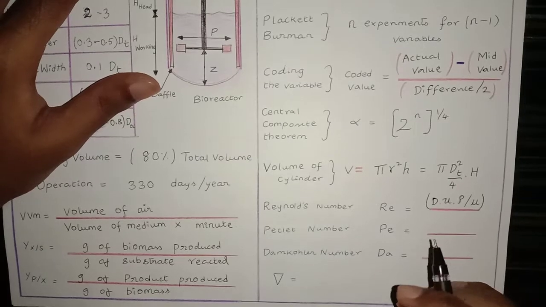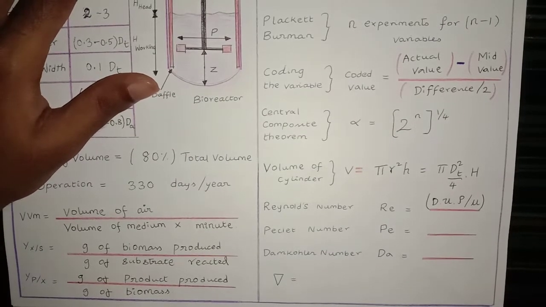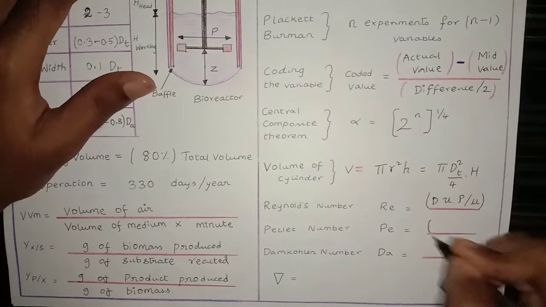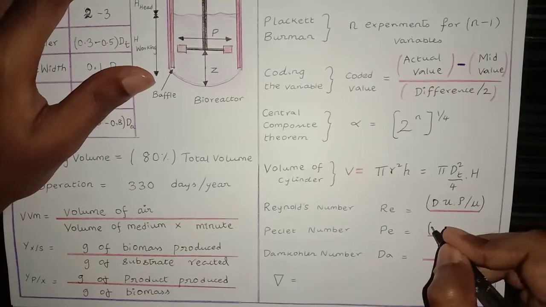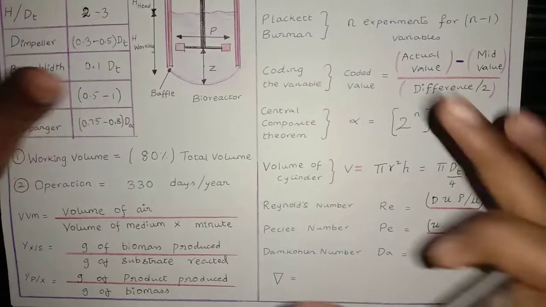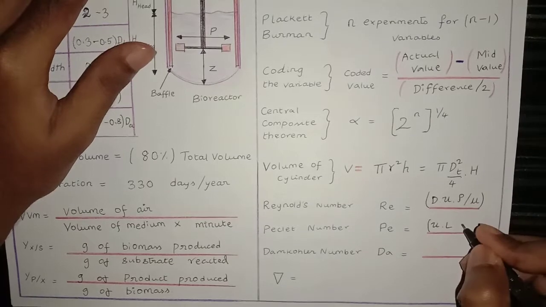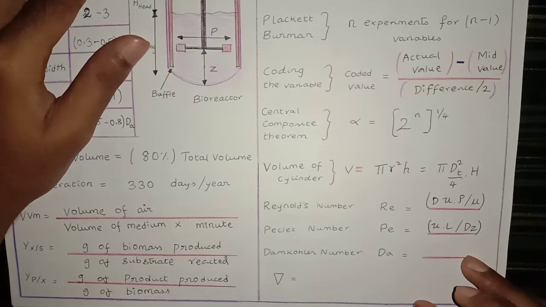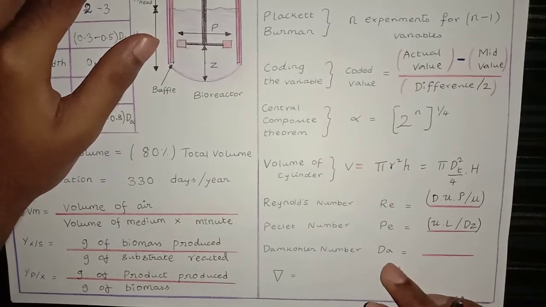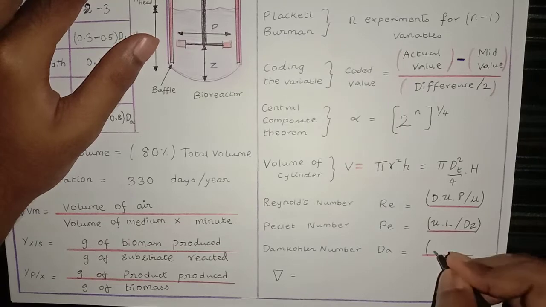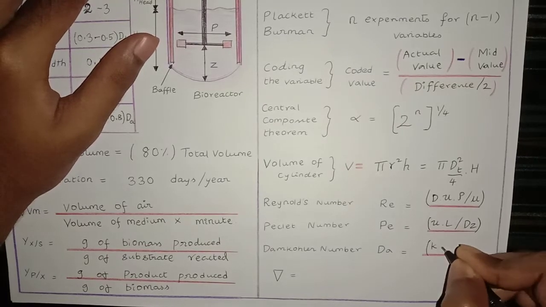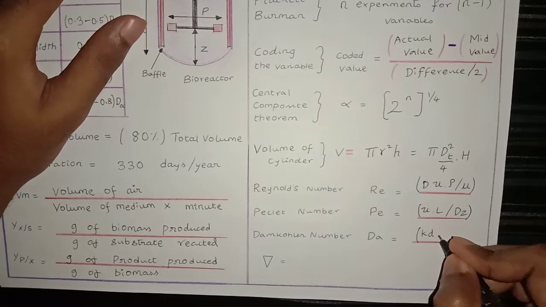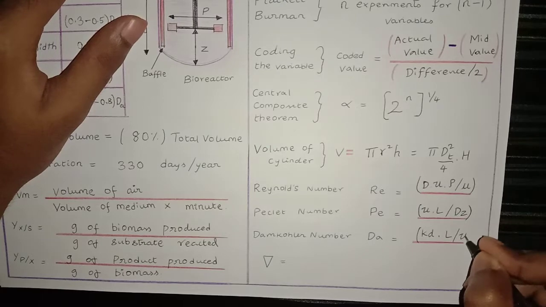Next we have what is called the Peclet number. The Peclet number is given by the velocity u times the pipe length L over Dz, which is called the axial dispersion. And the Damkohler number, denoted by Da, is given by the rate constant for cell death, kd, times L over velocity u.